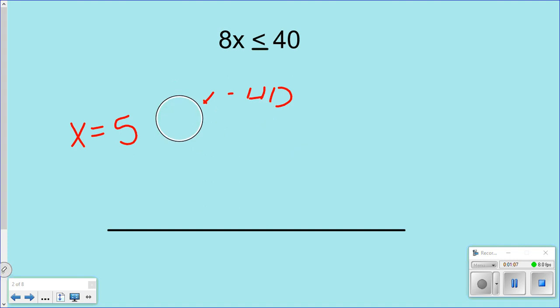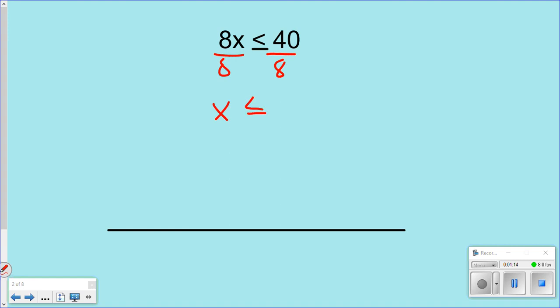And I'm going to solve it the same way, even if it's an inequality. Divide by 8, divide by 8. X is going to be less than or equal to 5. So I'm going to solve it the exact same way. Except remember, when you write an answer to an inequality, you have to write it like this. Because what's the difference between inequalities and an equation again?